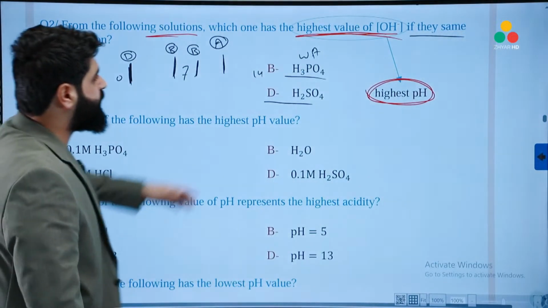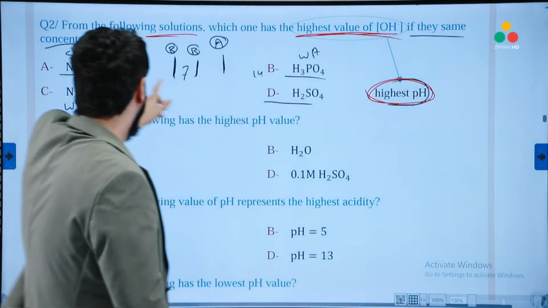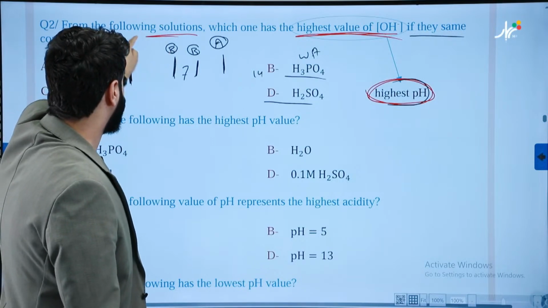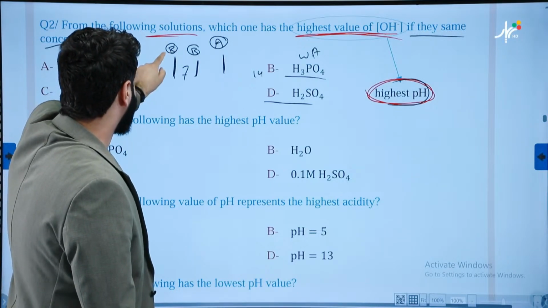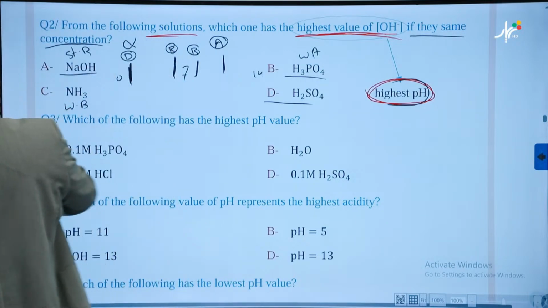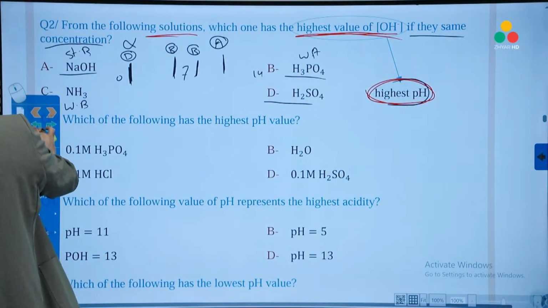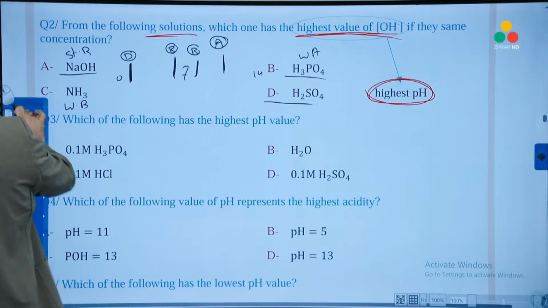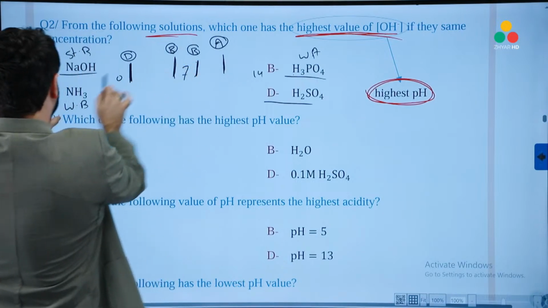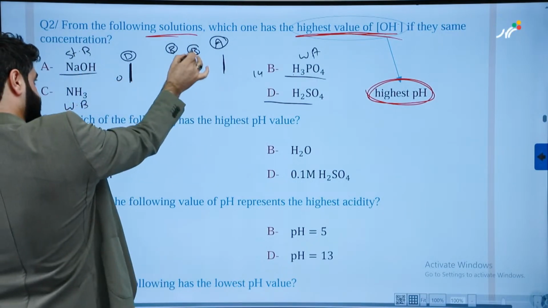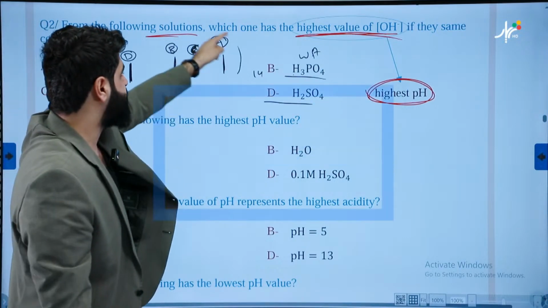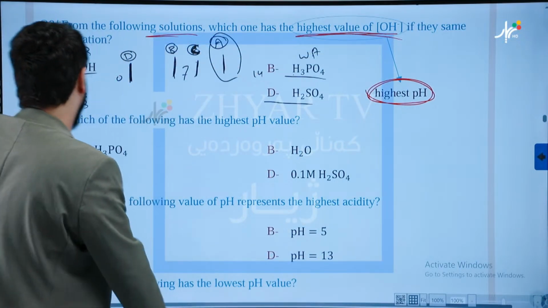Okay. Which one has the highest pH? pH of D is close to 0, greater than this? No. So compare it to B. D has the lowest pH. We don't need this. Oh my God, I have written two answers of B here. Look at this. NaOH, it's here. Very good. H3PO4, it's here. Nice. This is a weak base. C is here. So now the highest pH is A, which is close to 14. A has the highest pH value.